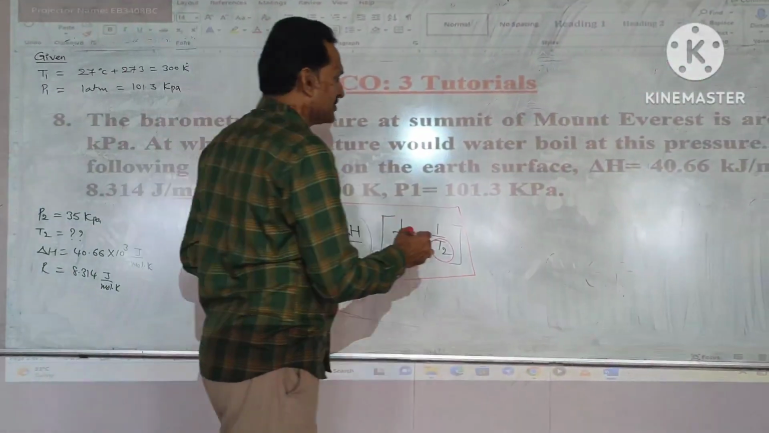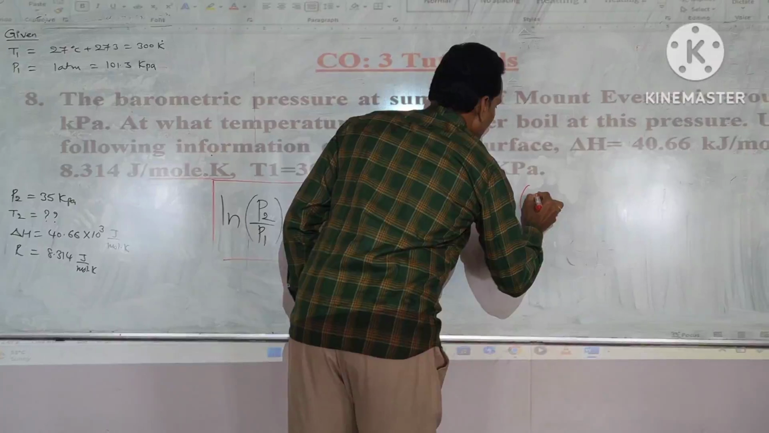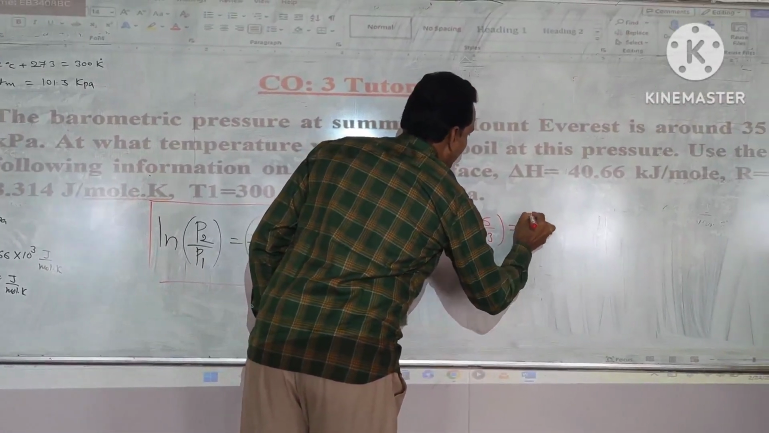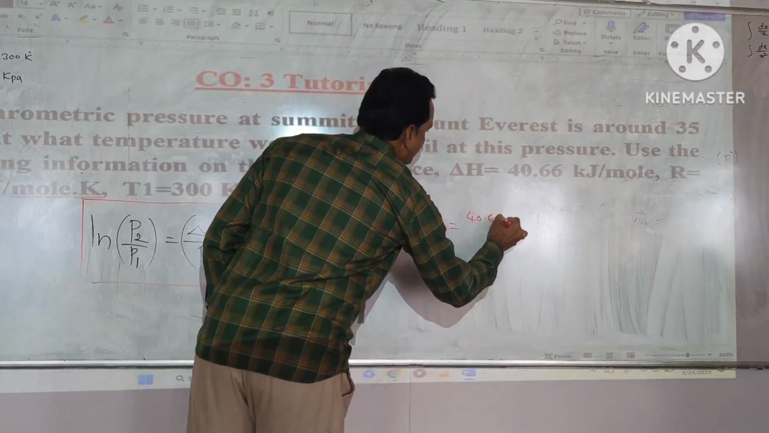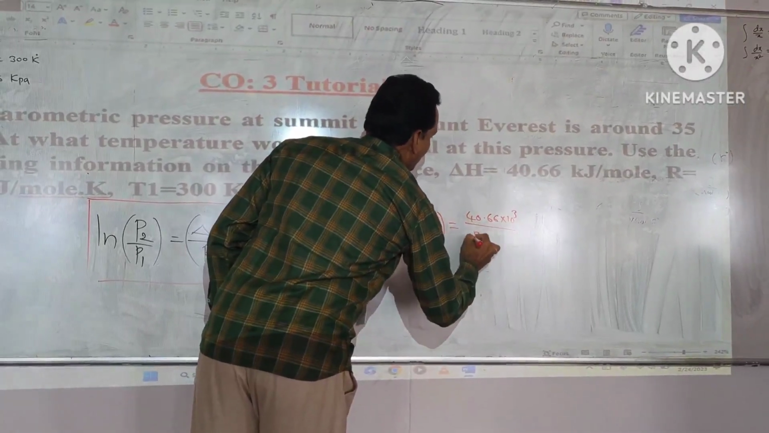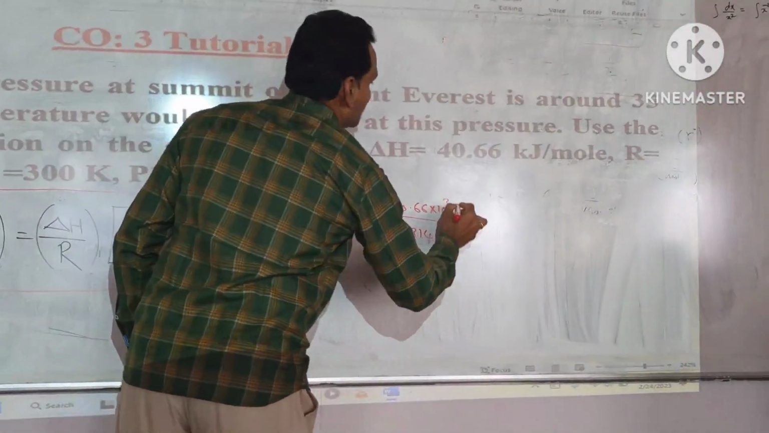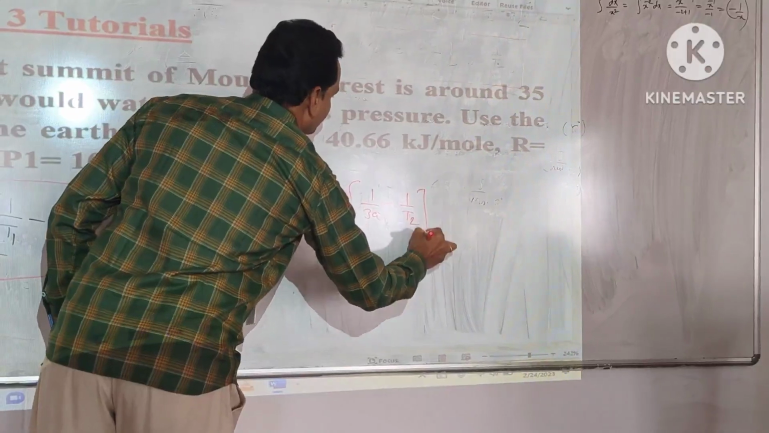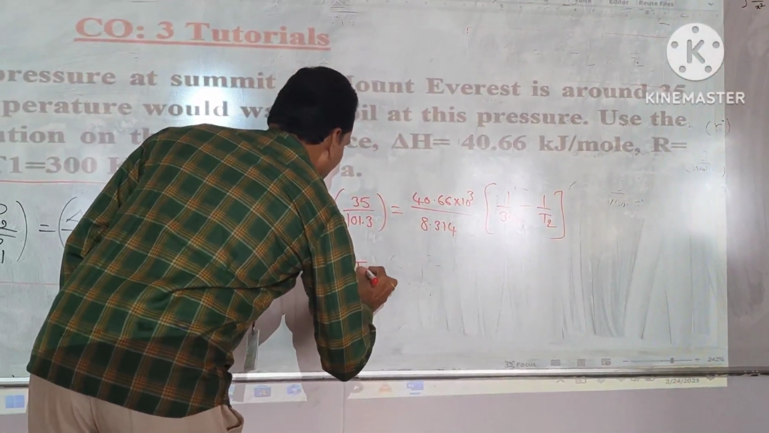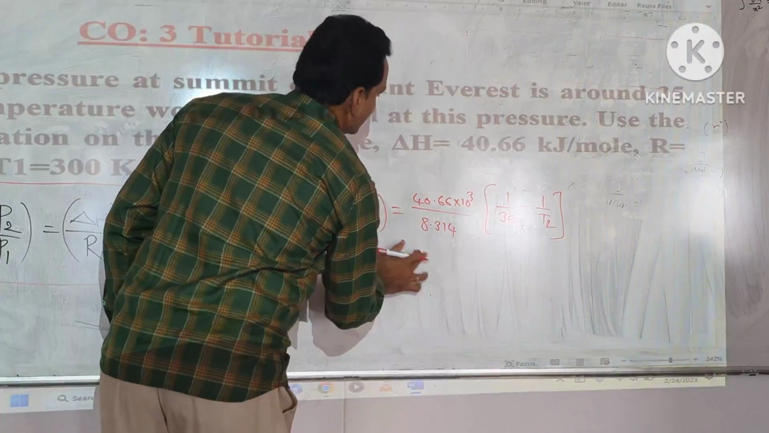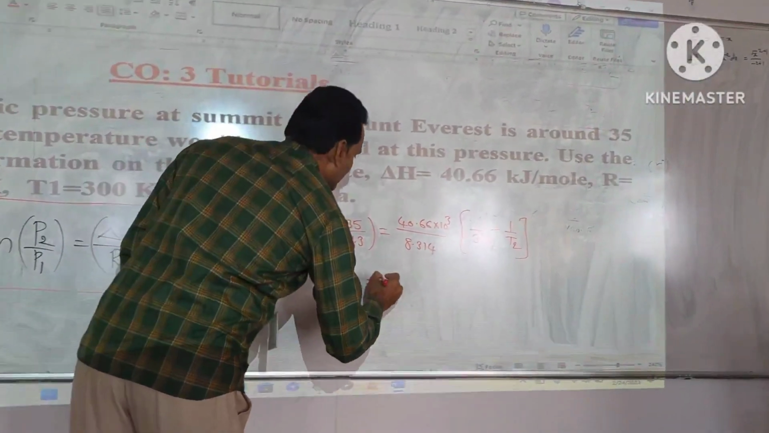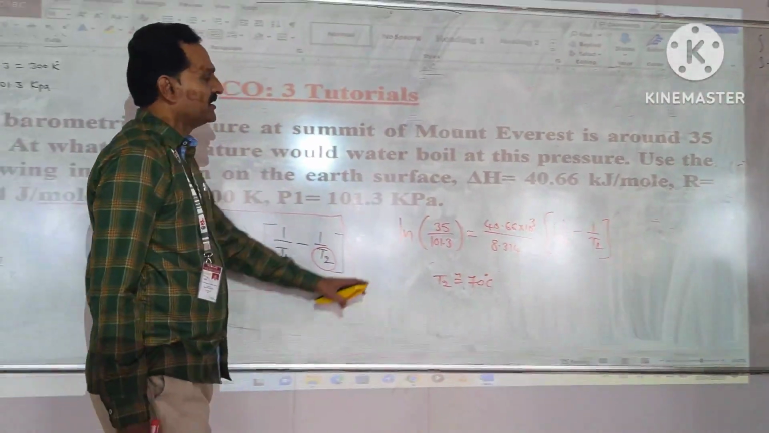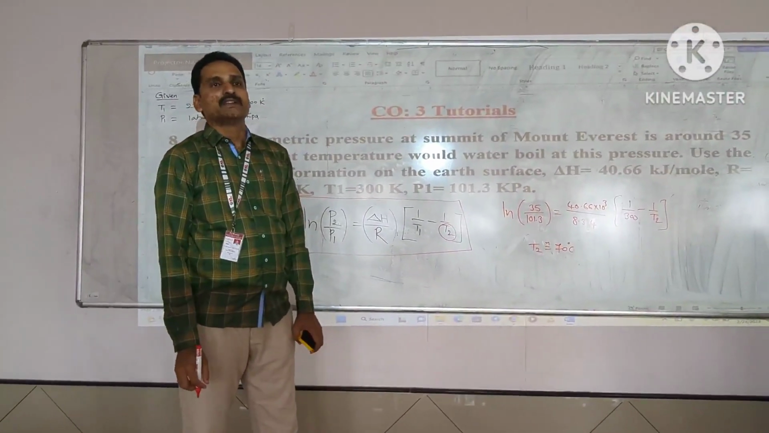Let's substitute the values. Log of P2, 35 kilopascals, by P1, 101.3, is equal to ΔH, 40.66 into 10³, divided by 8.314, into (1/T1, 300, minus 1/T2). Then substitute these values and you will get T2 approximately 70 degrees centigrade.